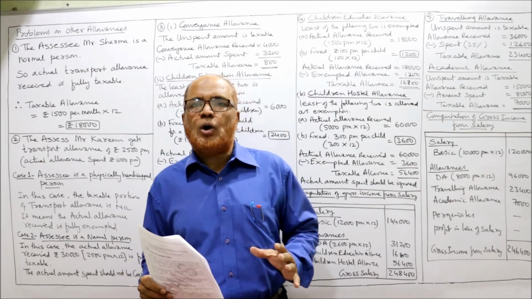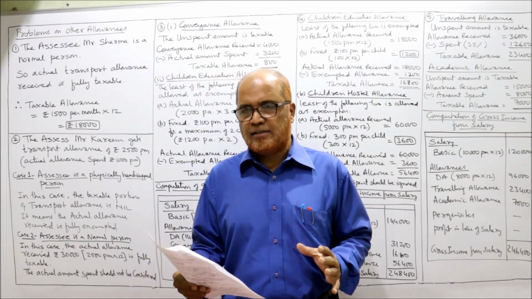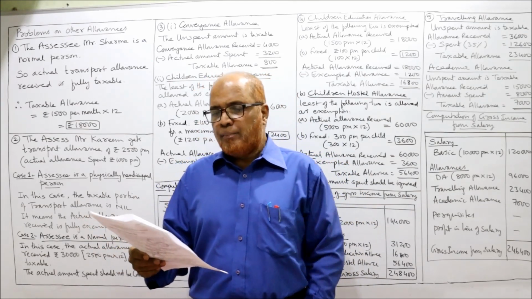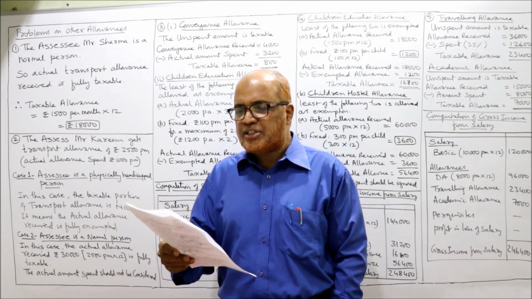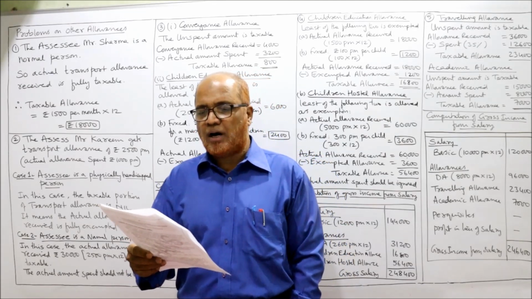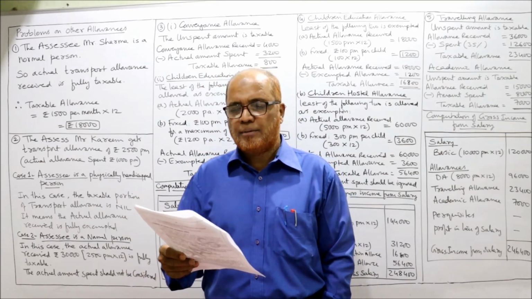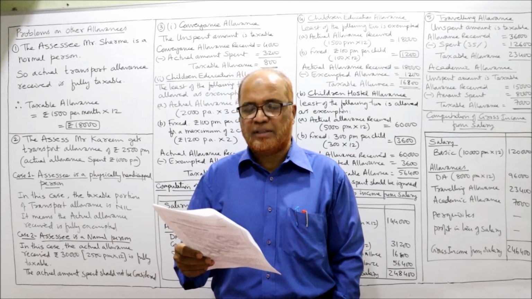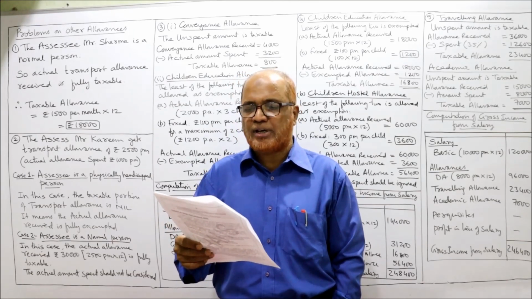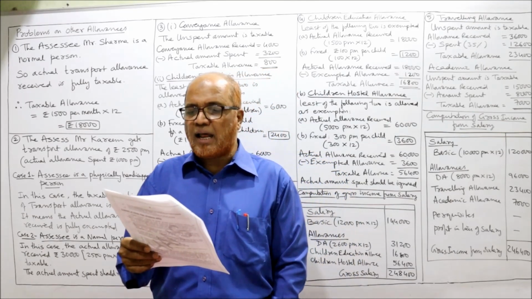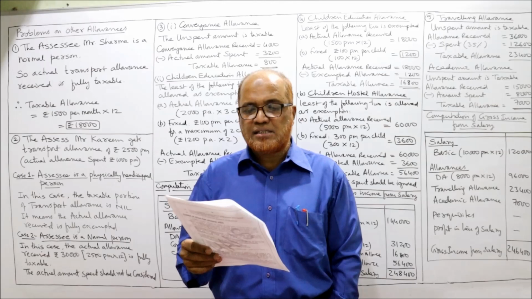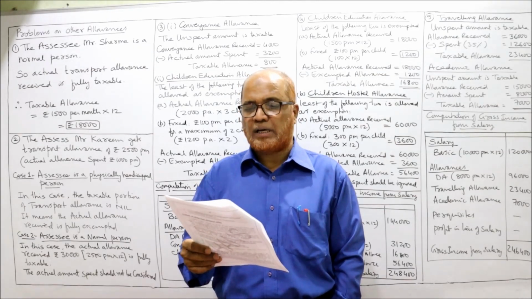Now we'll do the problems on other allowances. So see the first problem. Mr. Sharma is working in a limited company in Guntur. His salary particulars per month are: basic 12,000, DA 3,000 per month, CCA, City Compensatory Allowance, 2,000 per month, Transport Allowance 1,500. Calculate the taxable amount of Transport Allowance.